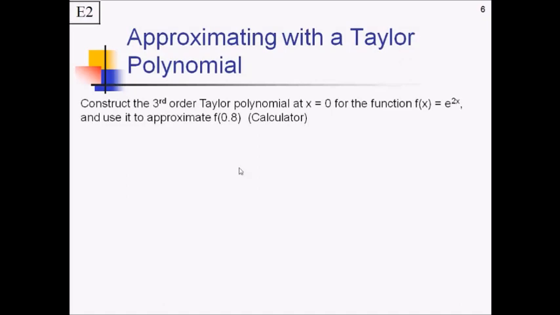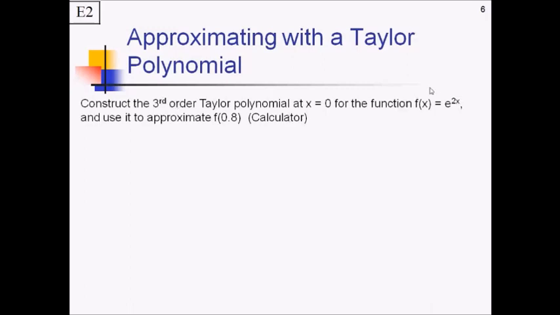For this next problem, we're going to do something similar, but we're going to change things up a little bit. Here they want us to construct the third order Taylor polynomial at x equals 0. So remember, at x equals 0, they really just mean a Maclaurin series, but they want to go to the third order, so we're going to stop when we get to the third derivative.